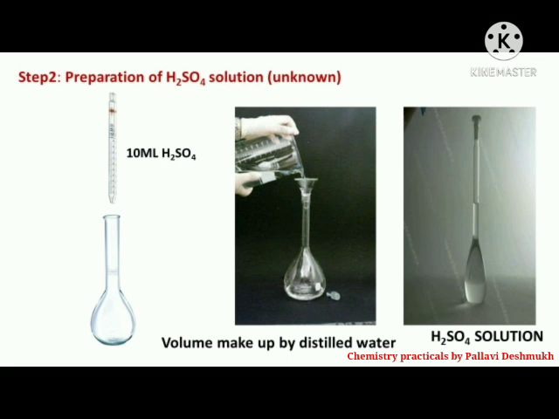The second step involves the preparation of unknown H2SO4 solution. For that, pipette out 10 ml of H2SO4 solution from the stock solution which is already prepared and transfer it into a 100 ml volumetric flask and make up the volume up to the mark using distilled water. This is the unknown H2SO4 solution.